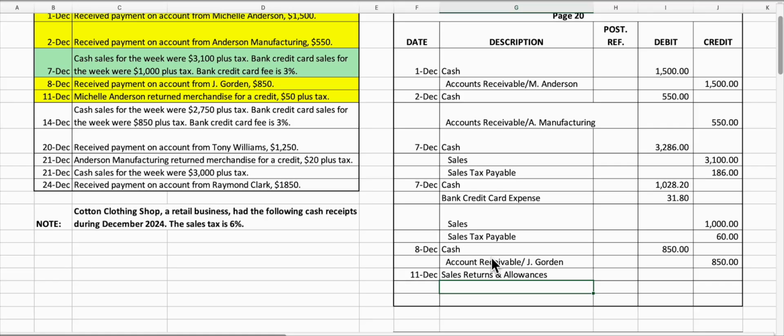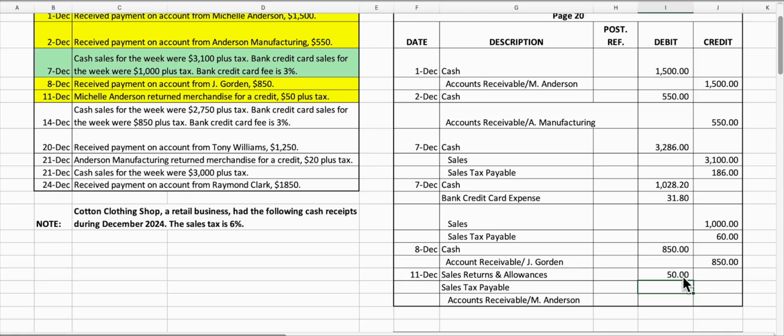Your entry will be for sales return and allowances as well as sales tax payable. So both of those will be on the debit side, and accounts receivable for Michelle Anderson will be on the credit side. So your allowance was $50. You're giving her a $50 credit.